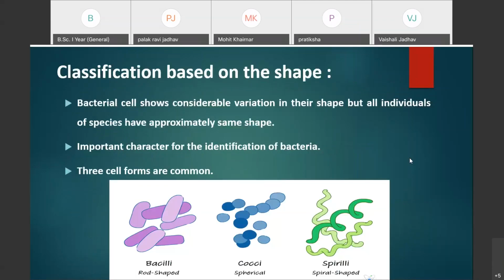Now we are going to discuss in this lecture the classification based on the shape. Classification based on the shape.